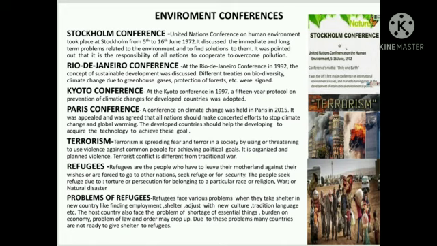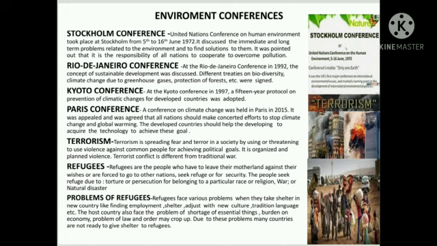Refugees are the people who have to leave their motherland against their wishes or are forced to go to other nations. People become refugees due to torture or persecution for belonging to a particular race or religion, due to war or a disaster, etc. On arrival in the host country, the refugees face problems like finding work and a place to live, adjusting with the language and culture of another nation, and hostility of the local people.